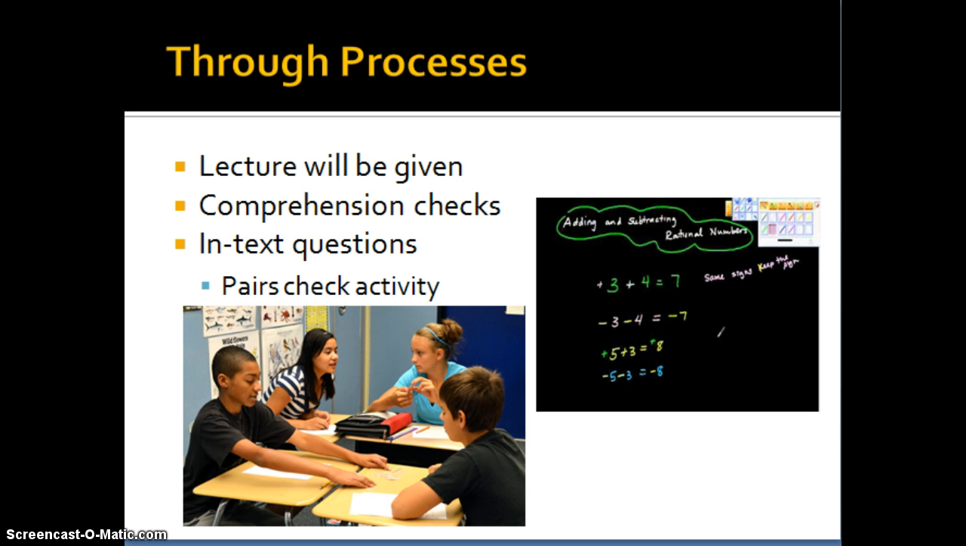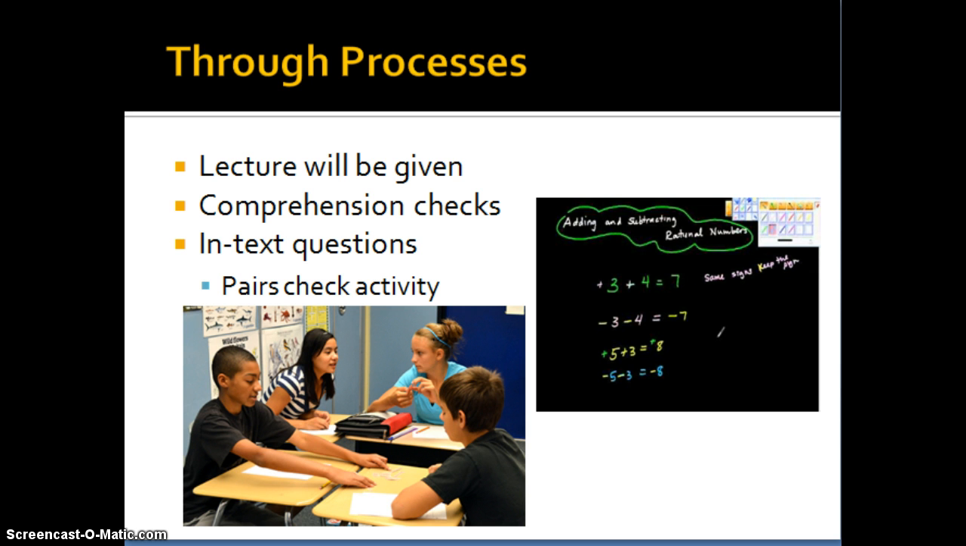Next, for my through processes, I will give a demonstration of the material in a direct teaching style lecture. I will demonstrate the applications of the content and complete problems from the book. I will also make use of comprehension checks while I teach to gauge the students' level of understanding. This will give my students an opportunity to interact with me and discuss in class using the vocabulary and language skills that they have learned.